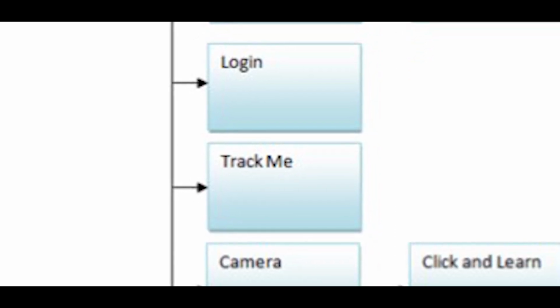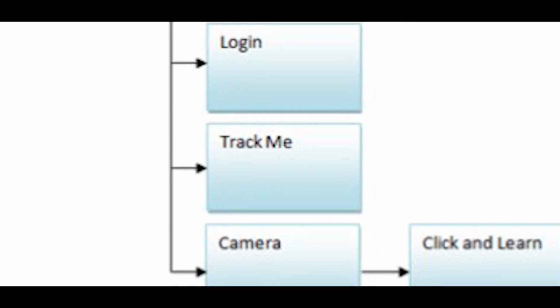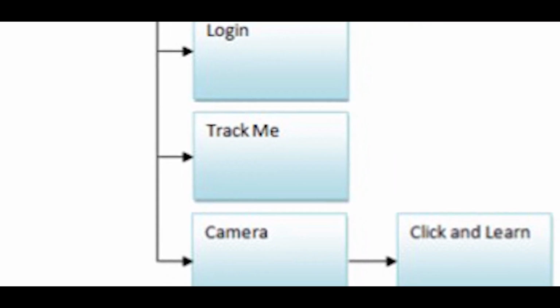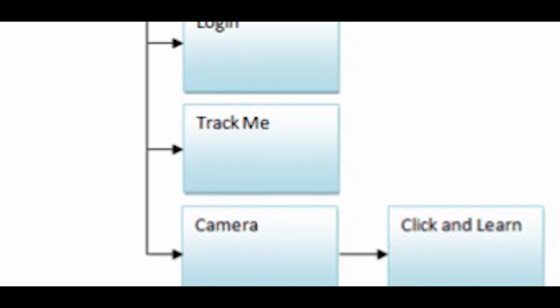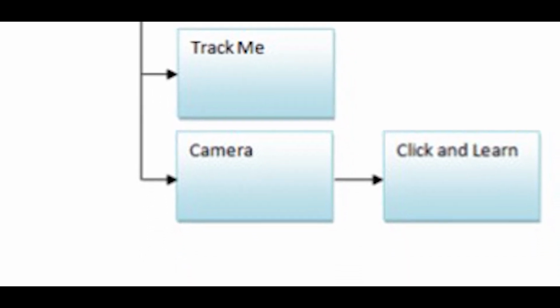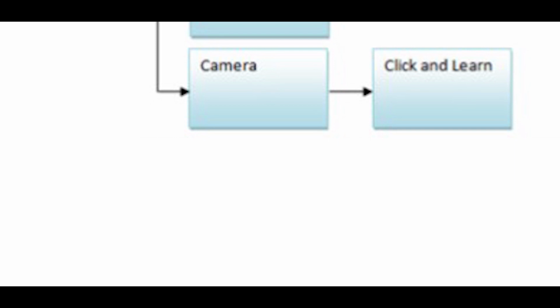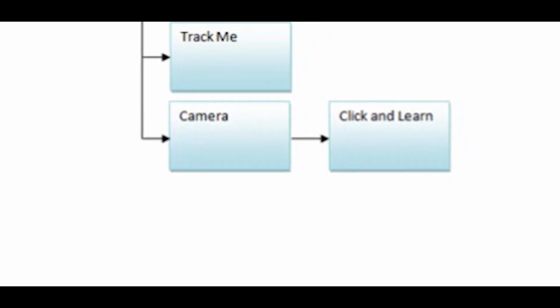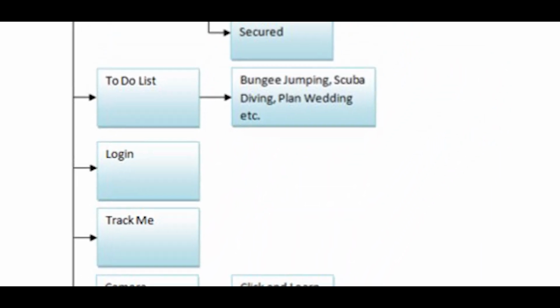If the user uses this option, he can only track himself. But if the admin uses this option, he can get information about the tourists in each part of Goa. Last is the click and learn option. Here we can get information about certain places just by taking a picture.